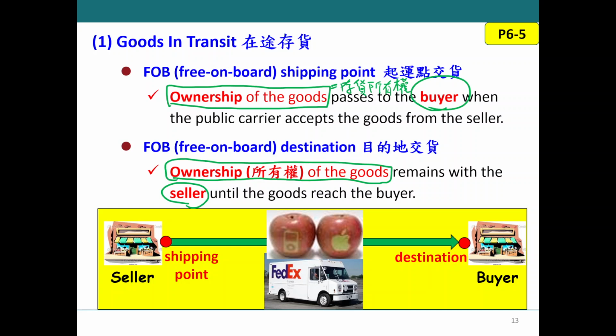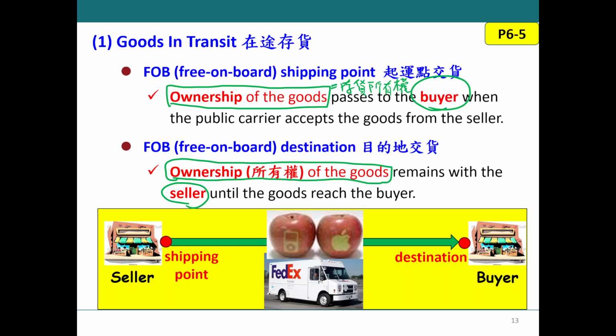Okay? Totally the same as chapter 5. Who paid the freight cost? So combine chapter 5 and chapter 6 for freight cost, for inventories ownership. Okay?